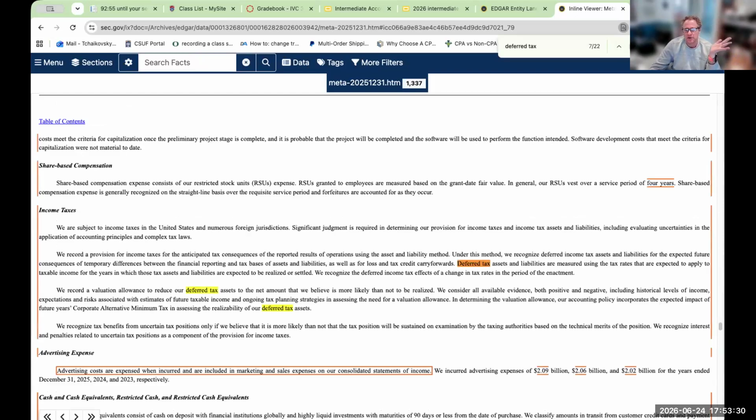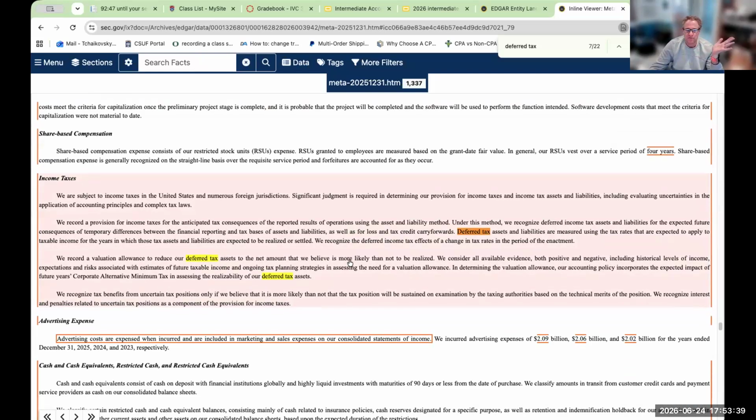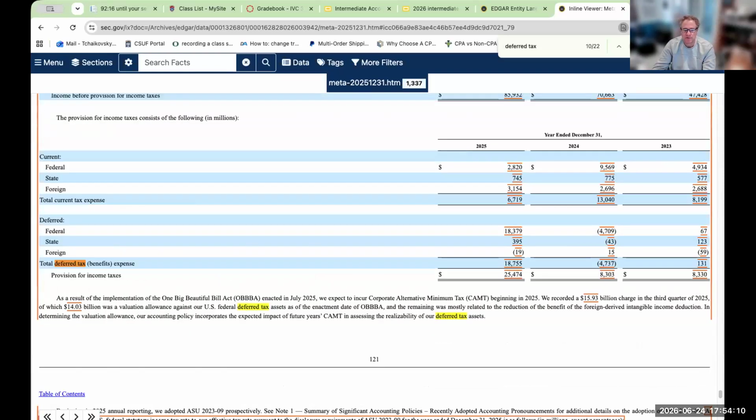And for income taxes, again, I'll put a link to this, and you can go on your own and take a look at this. But we record a valuation allowance to reduce our deferred tax assets to the net amount that we believe is more than likely not to be realized. And we consider all available evidence, both positive and negative, including historical levels of income, expectations and risk. And just remember, a company like Meta Platforms is dealing in many different jurisdictions or many different countries. So oftentimes they will be subject to different jurisdictions.